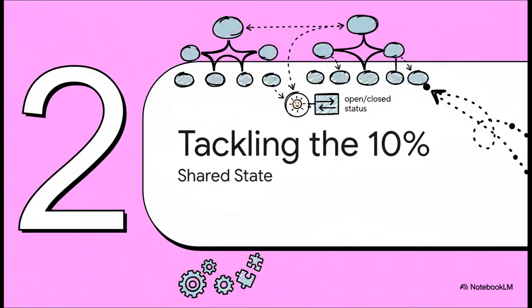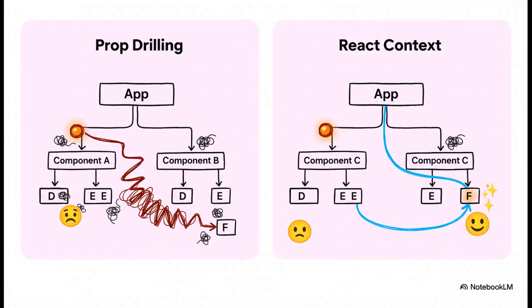So that brings us to the final 10%, the tricky bit, shared state. This is the classic problem, right? You've got components in totally different parts of your app that need to know about the same piece of information. Like a theme switcher in your settings page needs to tell the header to change color. So React itself gives us a couple of tools for this out of the box.